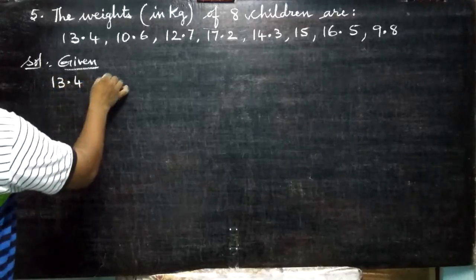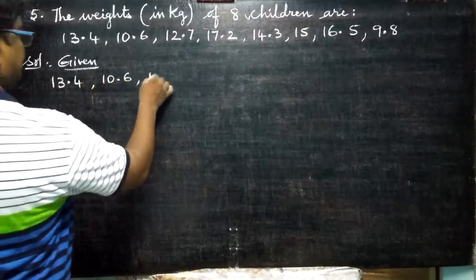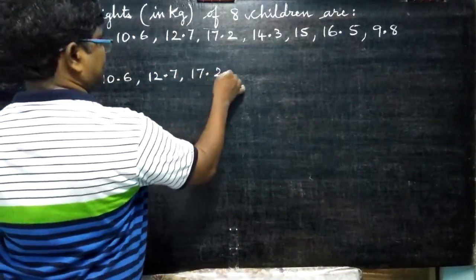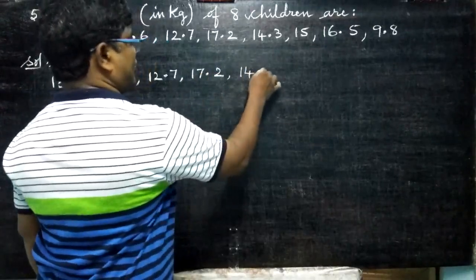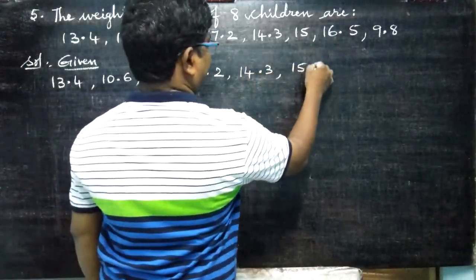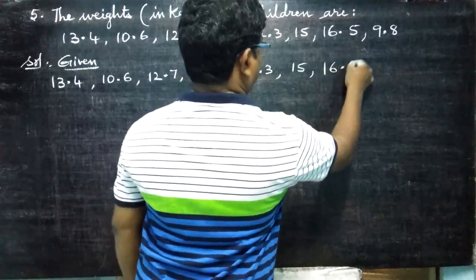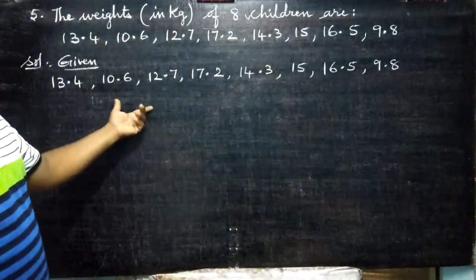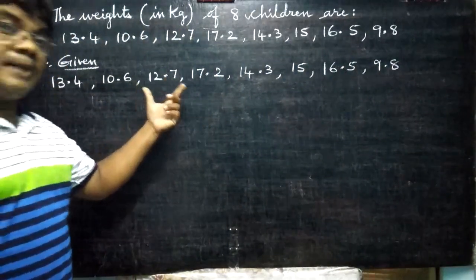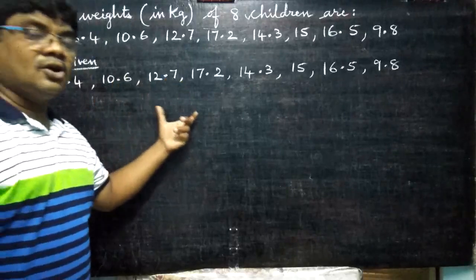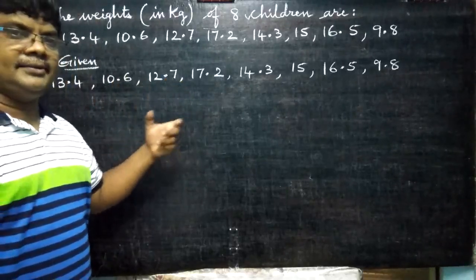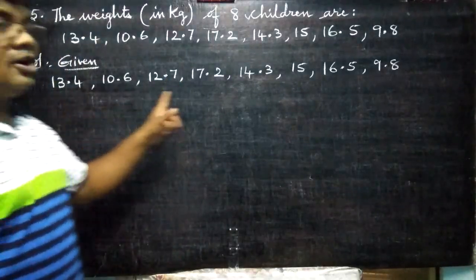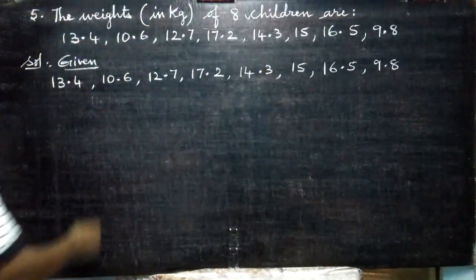13.4, 10.6, 12.7, 17.2, 14.3, 15, 16.5, 9.8. Observe whether the observations are in ascending order or not. This is the first thing you have to do in median. Again I am repeating and telling you: first step, it is not at all in order. We have to put it in order.